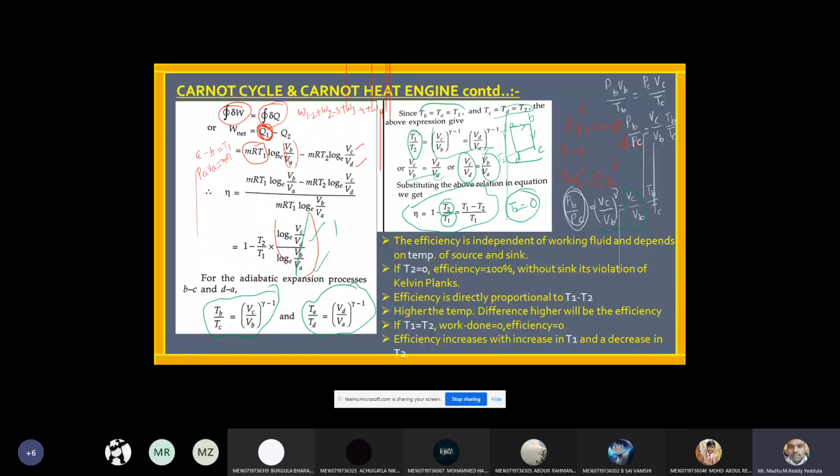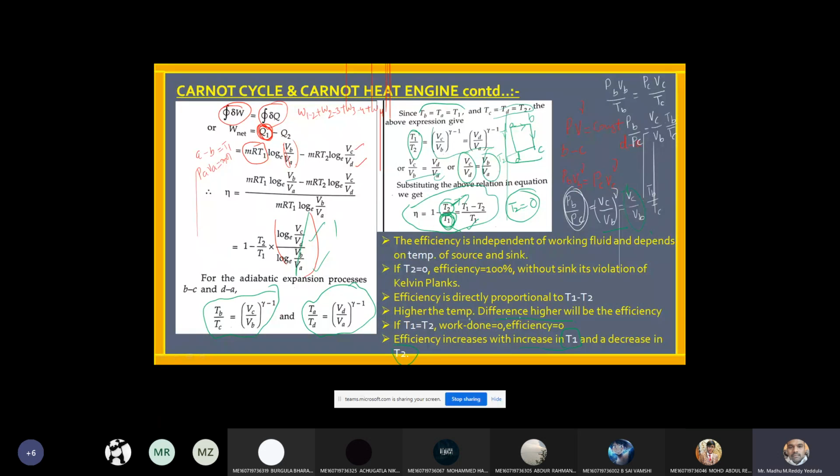Rather, in order to increase the efficiency, what do we need to do? We need to decrease T2, meaning decrease the temperature at which heat is rejected to the sink, or else we can increase the temperature at which heat is supplied from the source. By increasing T1 we can increase the efficiency, and by decreasing T2 also we can increase the efficiency. If T1 equals T2, then efficiency equals 0. Whatever heat is supplied, the same heat will be rejected to the sink. In that case, the work done will be 0, and when work done is 0, efficiency is also 0. So as I told, efficiency increases with increasing T1 or decreasing T2. This is all about the Carnot heat engine.